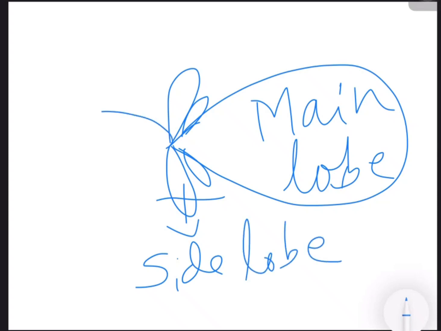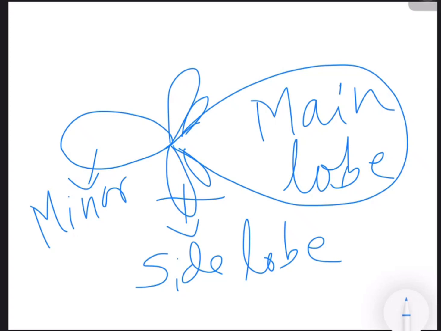The antenna also radiates in the backward direction, where the nominal power gets dissipated, and this we call the minor lobe. Major lobe, minor lobe, and side lobe.